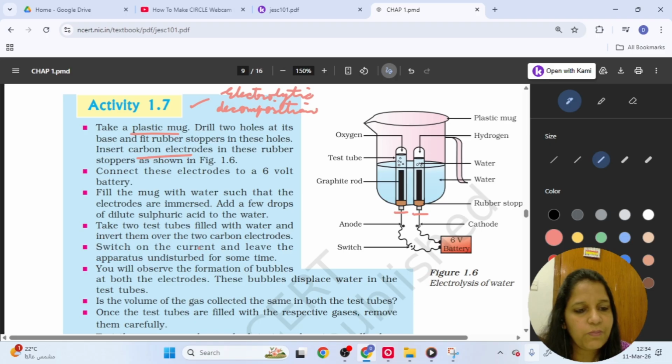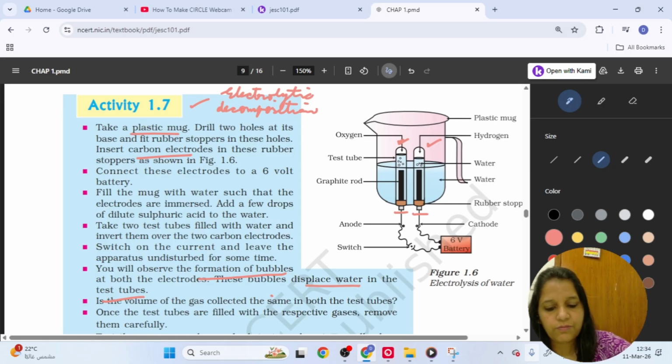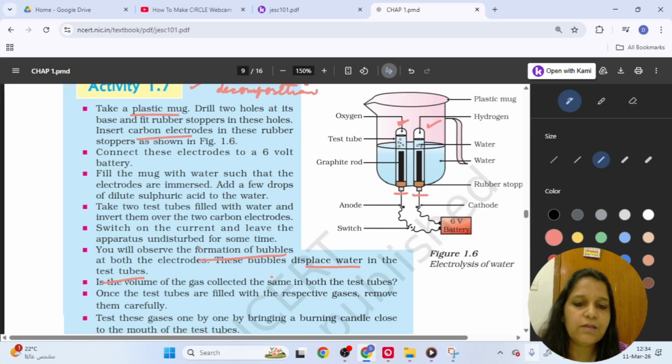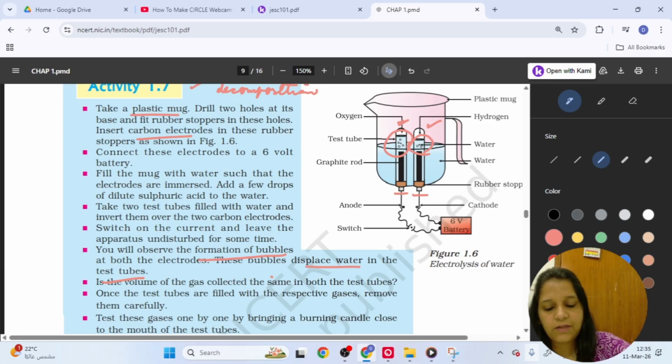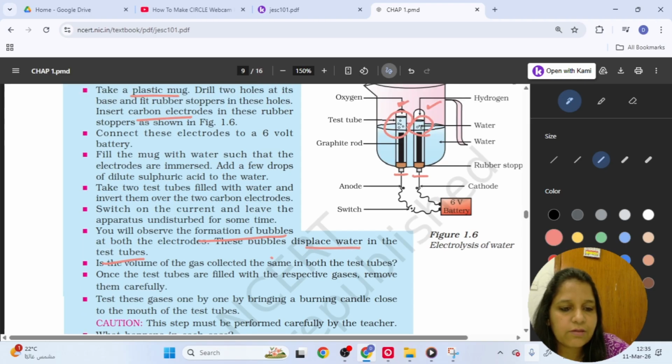So when you pass the current through it, then what is going to happen? You will see bubbles in the test tube. जो दोनों आपके carbon electrodes होंगे उनके ऊपर आपको bubble का formation दिखेगा. And these bubbles, they displace water in the test tube. In this activity, you need to find out whether the quantity of the gases collected over these test tubes, electrode के ऊपर जो ये bubbles बने हैं, are these same in quantity or are they different in quantity, and if they are different in quantity, then why?